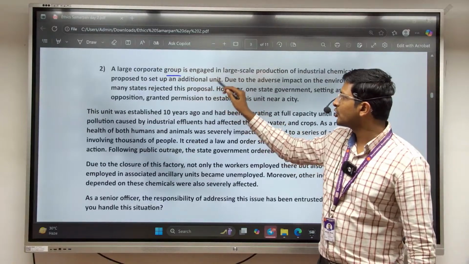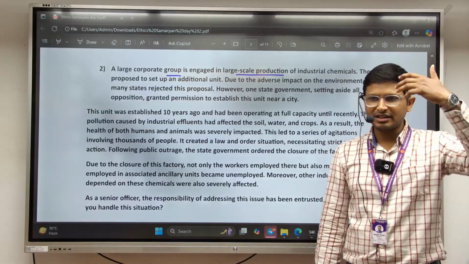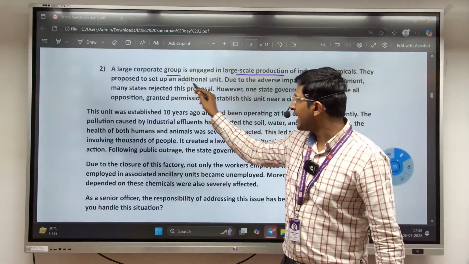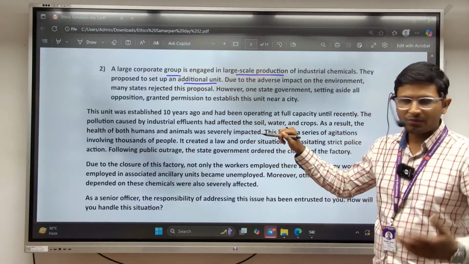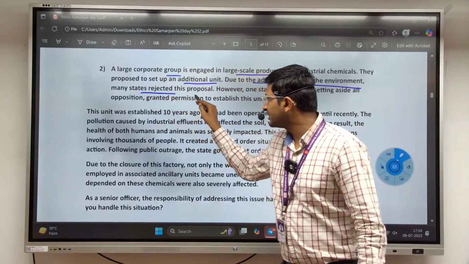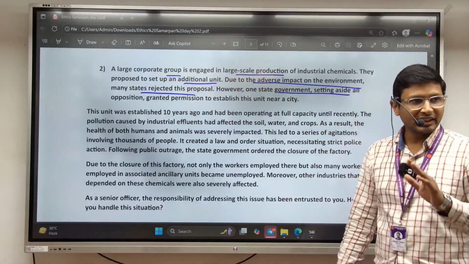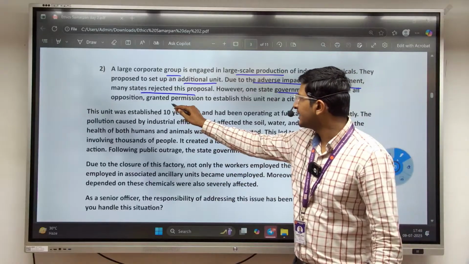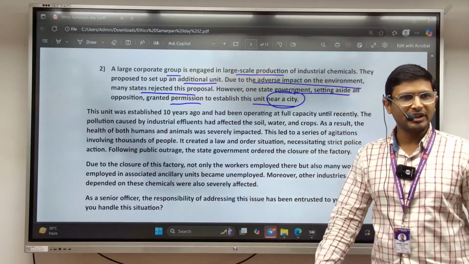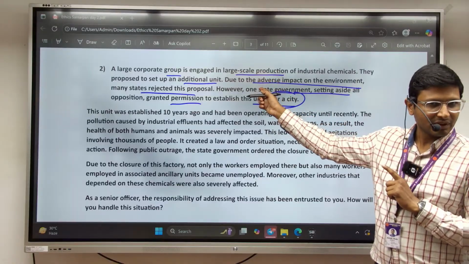द लार्ज कॉर्पोरेट ग्रुप इज एंगेज्ड इन लार्ज स्केल प्रोडक्शन ऑफ इंडस्ट्रियल केमिकल. एक लार्ज कॉर्पोरेट ग्रुप है, इंडस्ट्रियल केमिकल बनाता है. दे प्रपोज टू सेट अप एडिशनल यूनिट, एक और उनको फैक्ट्री बनानी थी. ड्यू टू एडवर्स इम्पैक्ट ऑन द एनवायरमेंट मेनी स्टेट्स ऑलरेडी रिजेक्टेड द प्रपोजल, बट one state government, setting aside all the opposition, granted permission to establish this unit near the city. Problem यहीं से start होता है, near the city, and it is a chemical fact. Okay, and near the city.